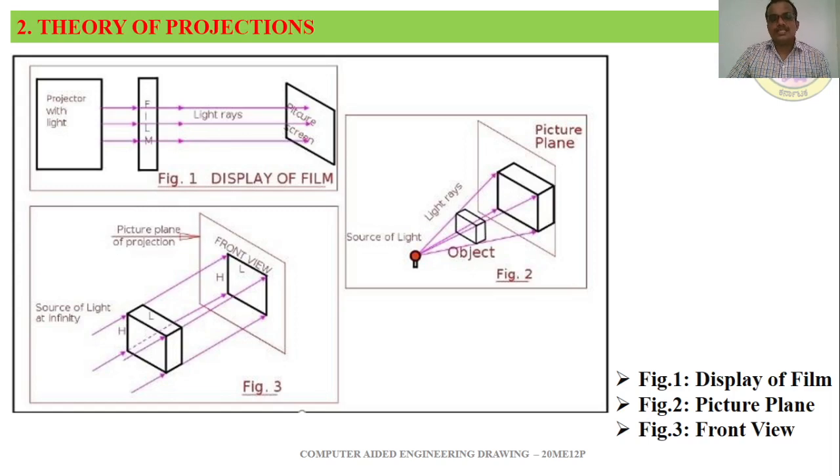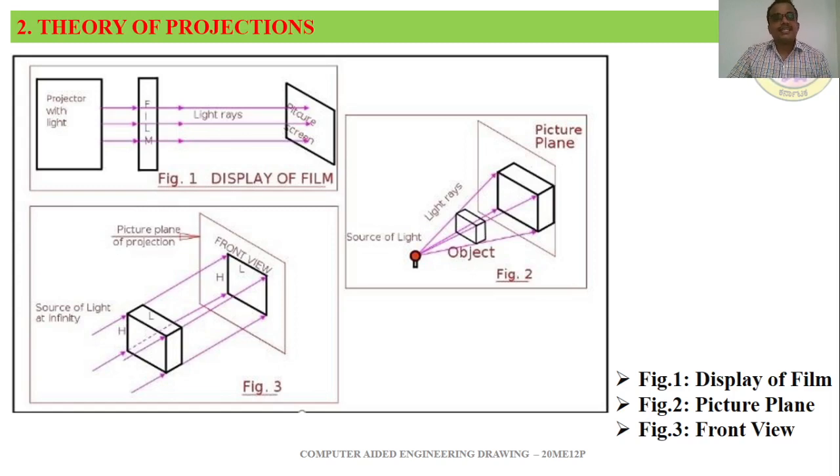I am going for theories of projection. In this picture, we have three figures. Figure 1 is the display of the film. As I already explained, I gave the example of a cinema theater where a photo film is projected by the projector onto the cinema theater screen.